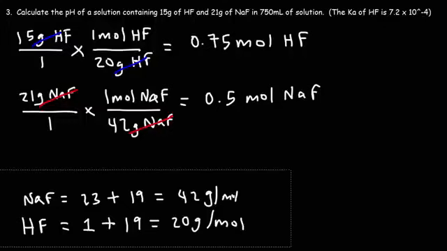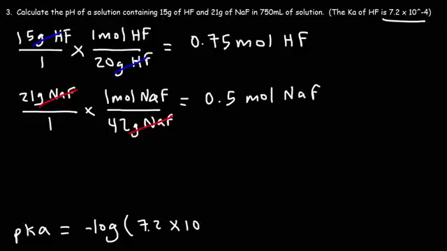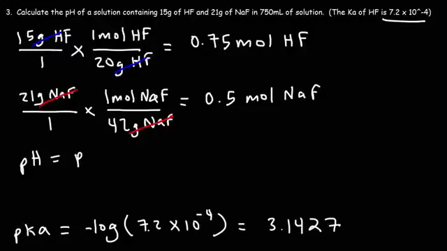So now that we have the moles of the acid and the base, we can now calculate the pH. But first, let's calculate the pKa. The pKa is the negative log of Ka, and Ka is that number. So we have the negative log of 7.2 times 10 to the negative 4. And so that's going to be 3.1427. So now that we have that, let's use the Henderson-Hasselbalch equation to get the pH of the solution.